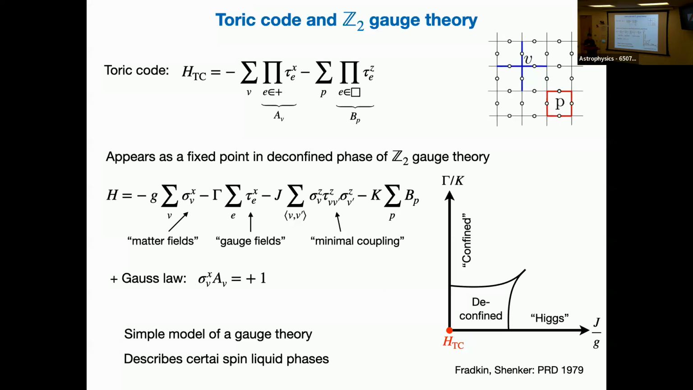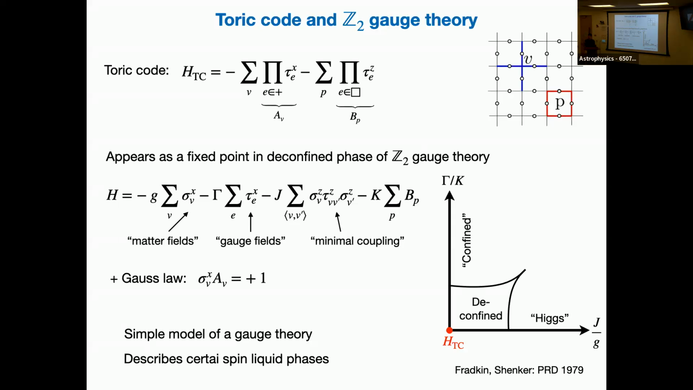And I can think of this as a paradigmatic example of a quantum code, but it also shows up very naturally in physics, and it showed up even before people called it a code, as a particular point in the phase diagram of the system known as the Z2 gauge theory. So the Z2 gauge theory is this Hamiltonian below, which has a bunch of terms, but the basic idea is that there are two types of degrees of freedom. There are degrees of freedom living on vertices, and there are degrees of freedom living on edges, which you can think of as matter and gauge fields.